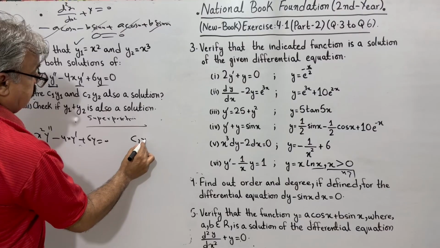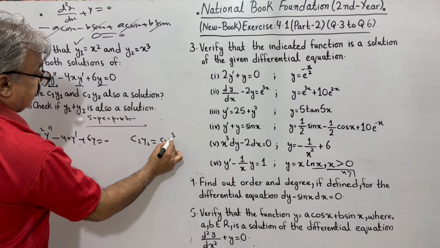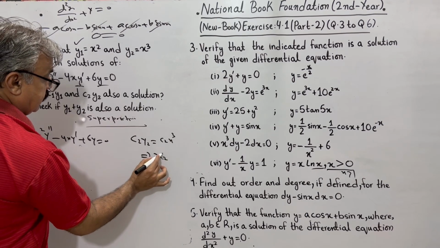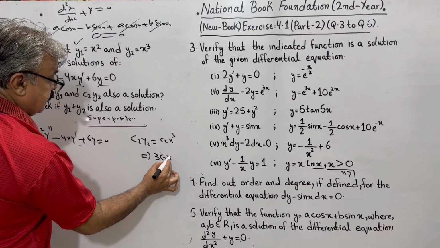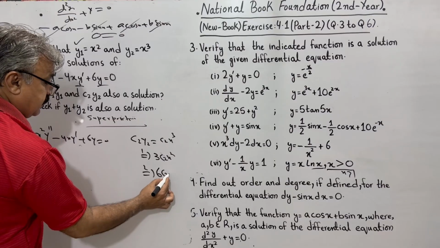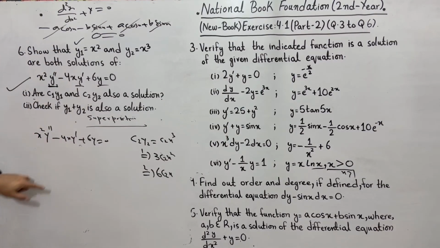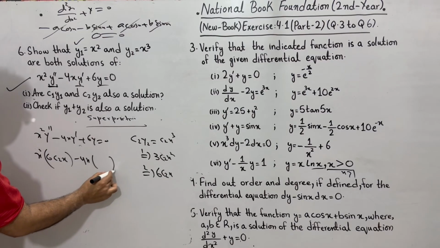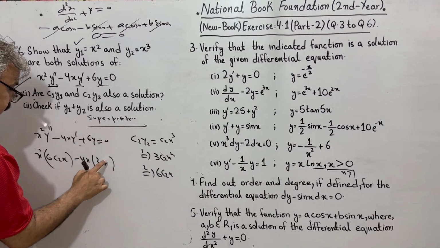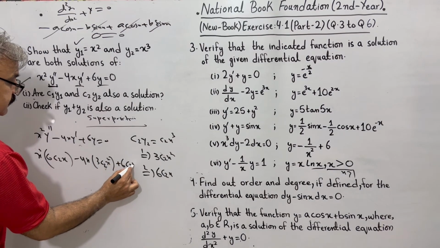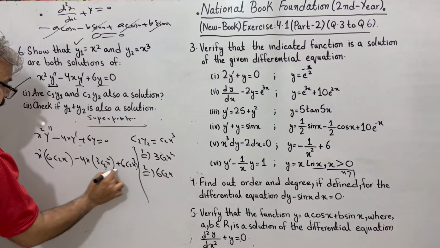C2y2, it is equal to C2 x cube. First derivative, it will become 3c2 x square. Number one derivative. Another derivative, this is first derivative, this is second. 3 to the 6c2x. Plug in the values here. x square, double derivative of this one means 6 times c2x minus 4x. Single derivative means 3c2x square plus 6 times c2x cube, bracket close.